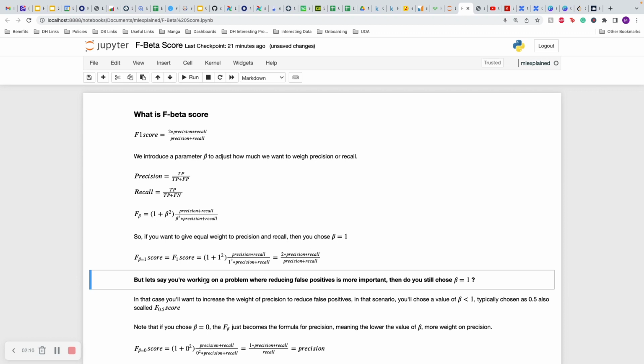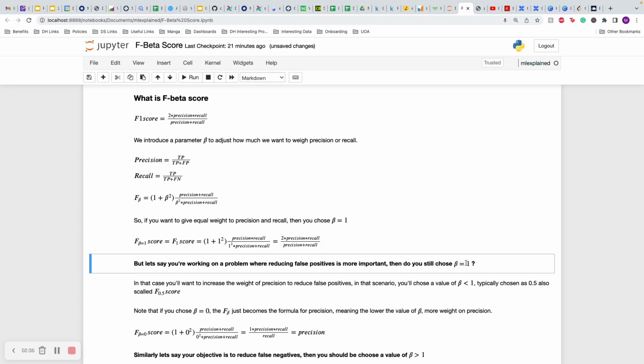So let's say you're working on a problem where you want to reduce false positives. Let's say you work at a test lab and doing any test for a positive match is very expensive. So ideally, you want to reduce your false positives, because you don't want false positives popping up, since then you'll have to run a very expensive test to make sure that it's not a false positive. So then you don't choose beta equal to 1. In case you want to emphasize reduction of false positives for your model, you choose a beta value less than 1. Typically, people choose a beta value of 0.5, which we also call the F0.5 score.